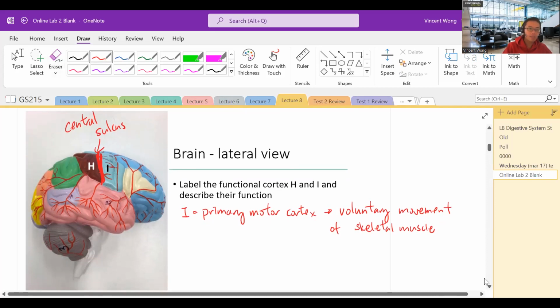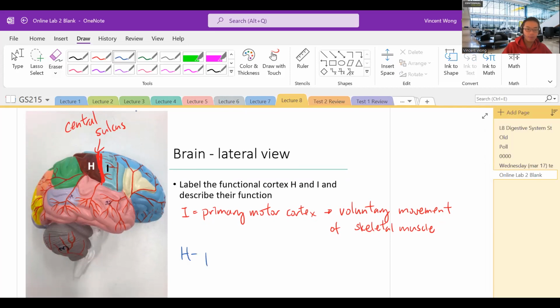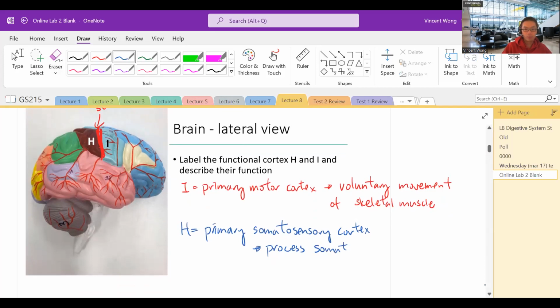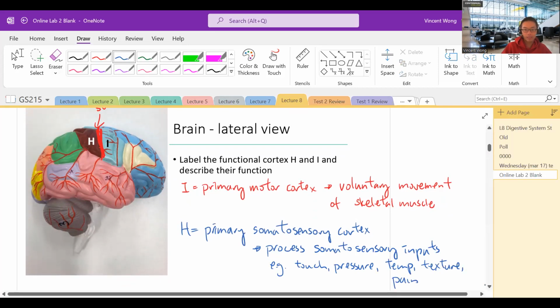Behind the central sulcus, you would have the primary somatosensory cortex, which, as I mentioned on the previous slide, will process somatosensory inputs, such as touch, pressure, temperature, texture, pain, anything you can feel with your skin.